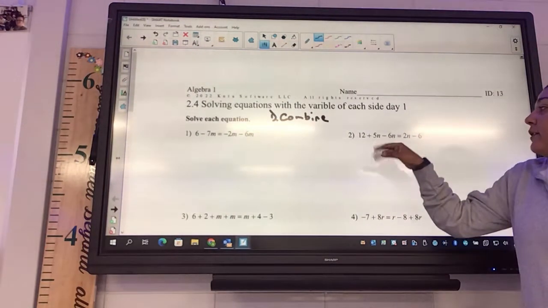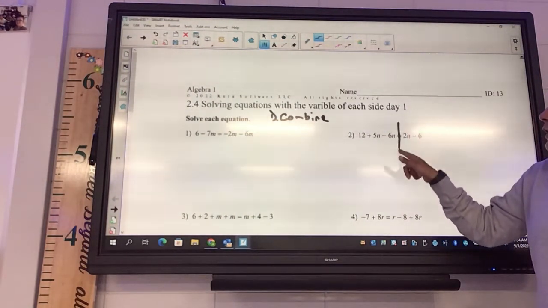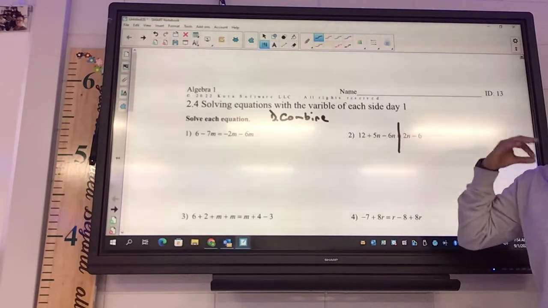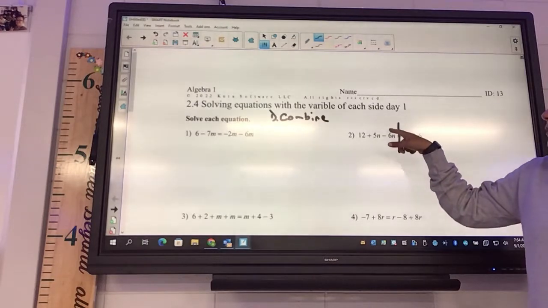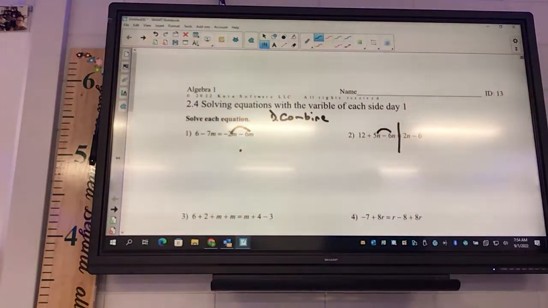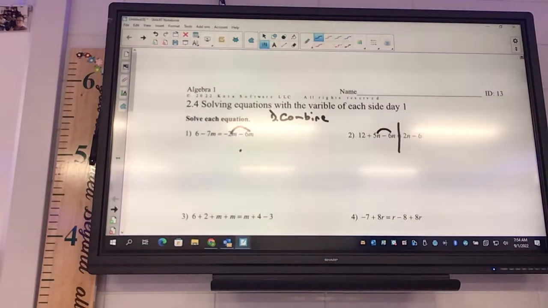Whereas if you're looking at number 2, on the equal sign, you should have 2 terms and or 1 term on each side. So like this, these can be combined, okay? These can be combined. That is gonna be your first step on any of these problems, is gonna be to combine. Before you move anything on opposite sides of the equal sign, you need to combine, okay?